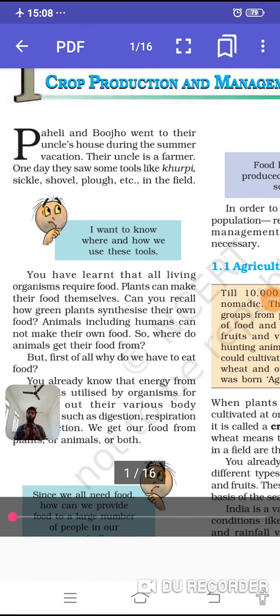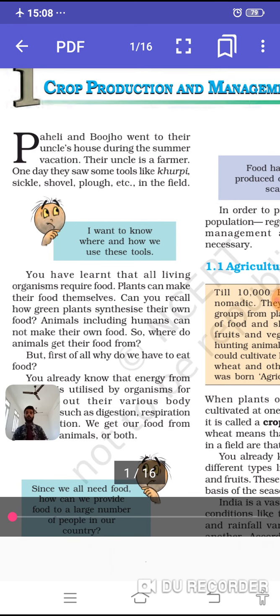Okay, let me ask you some questions. Why do we need food? We need food to get energy, for our nourishment, for survival, to make us healthy. For several reasons we need food. So where does food come from? What is cropping? What is management? What are the tools used while cropping? We are going to discuss all these questions in this chapter.